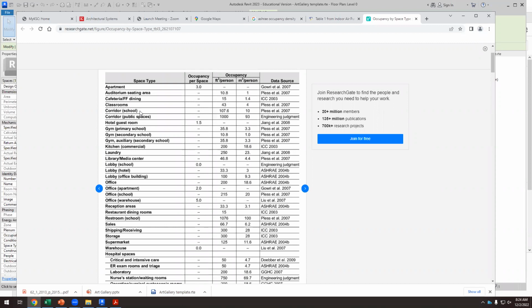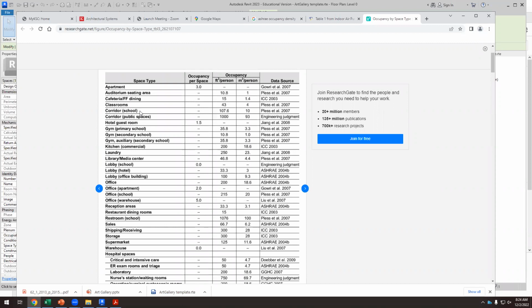So it's 4 people per 100 square feet. Now, how many square feet do we have per person? If we have 100 square feet per 4 people, we have 25 square feet per person.